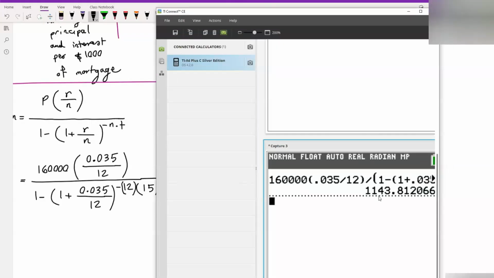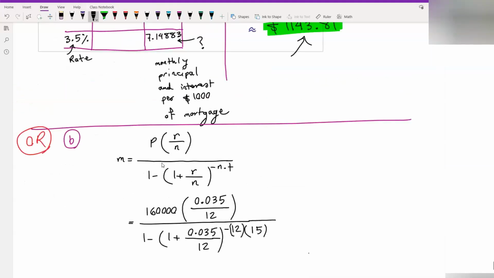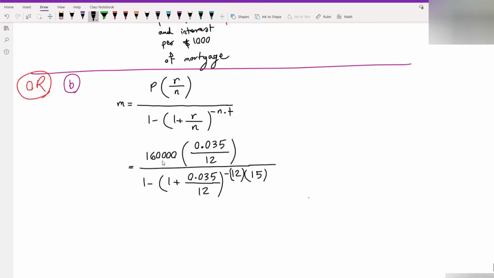This is our answer: 1,143.81 after rounding to cents. It doesn't matter what method you use, you're going to have exactly the same answer for this part.